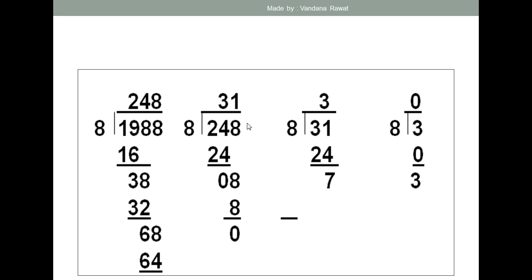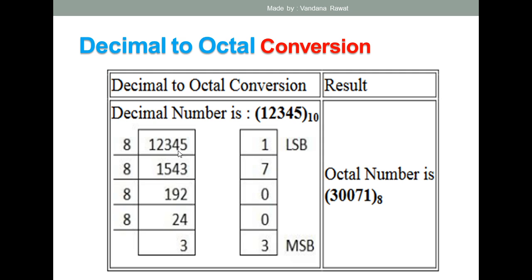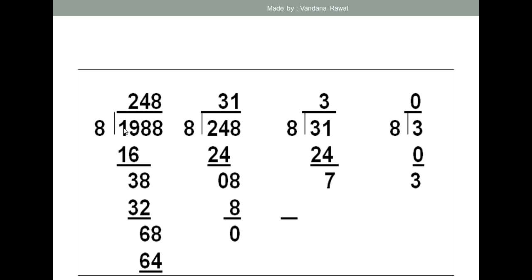Now come to the next example. For example, you have to convert one decimal number, that is 1988. This is one decimal number and you have to convert it into octal. So separately you have taken all the parts. Like in the previous example, all the remainder parts were written over here, but now in the next example you have taken all the numbers separately.